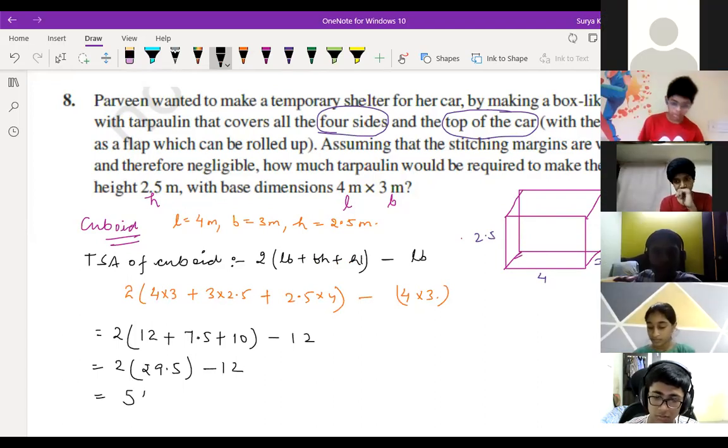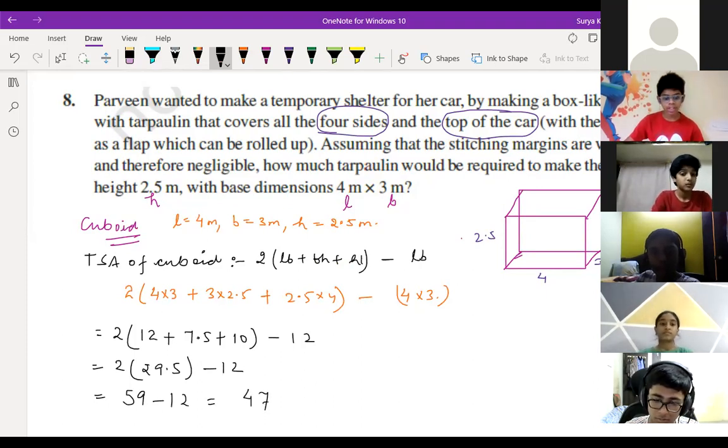What do you get? 59, right? 59 minus 12, that is 47. 47 meters square.